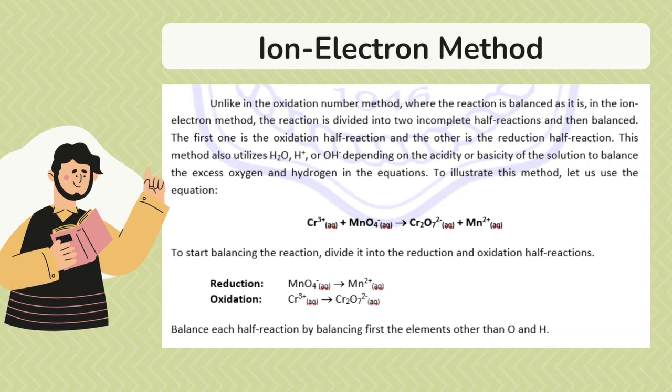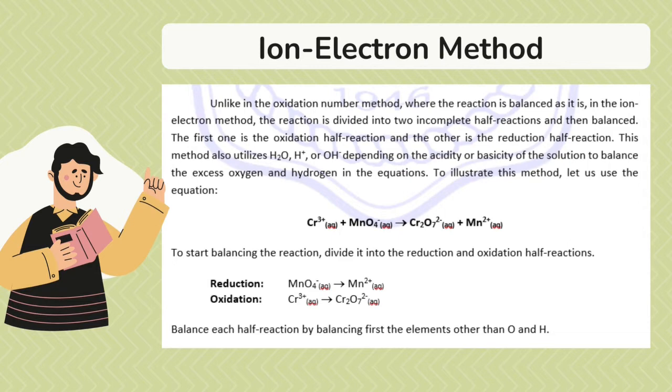Okay, so again, oxidation is loss, reduction is gain. Next, we're going to balance each half reaction by balancing first the elements other than oxygen and hydrogen. So in here we're balancing both the reduction and oxidation reactions, and we're not going to balance the oxygen and hydrogen elements yet.